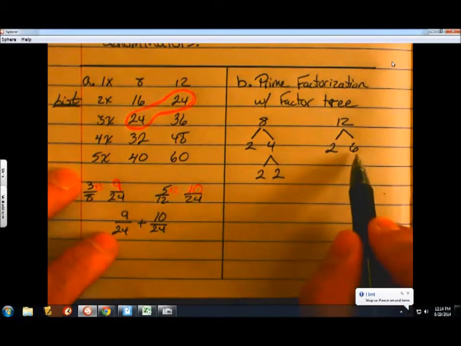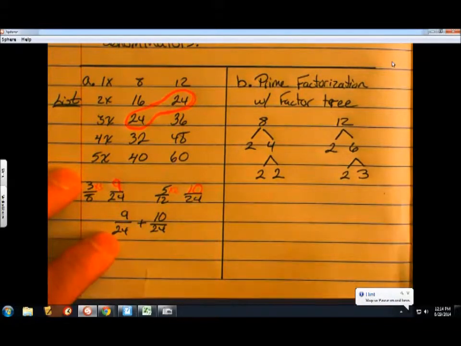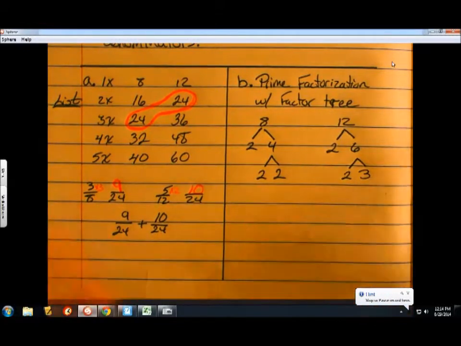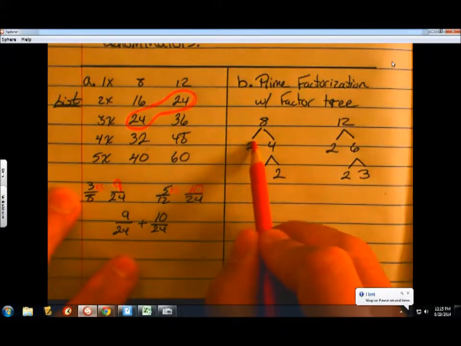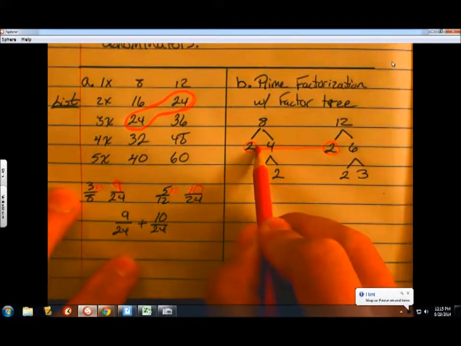So 2 is prime, 6 is not. So 6 we have to break down to 2 and 3. 2 and 3 are both prime numbers, so we can leave those. Now we have our factor trees done. What we want to do is we want to take the numbers that are common in both, and we're only going to use that once.